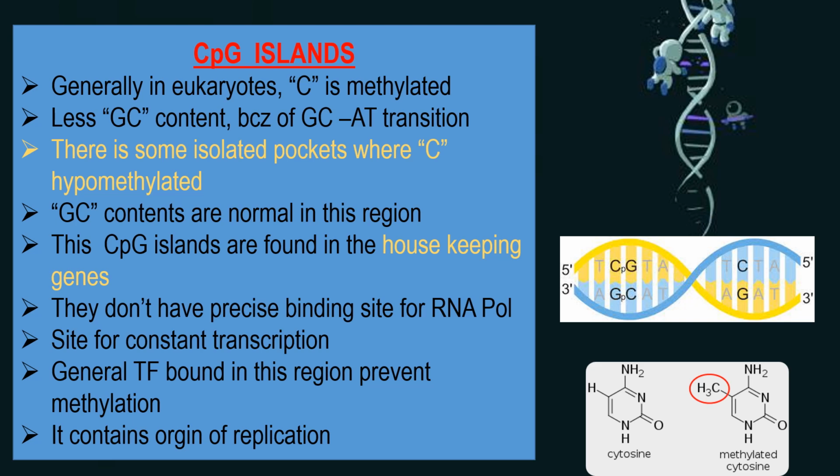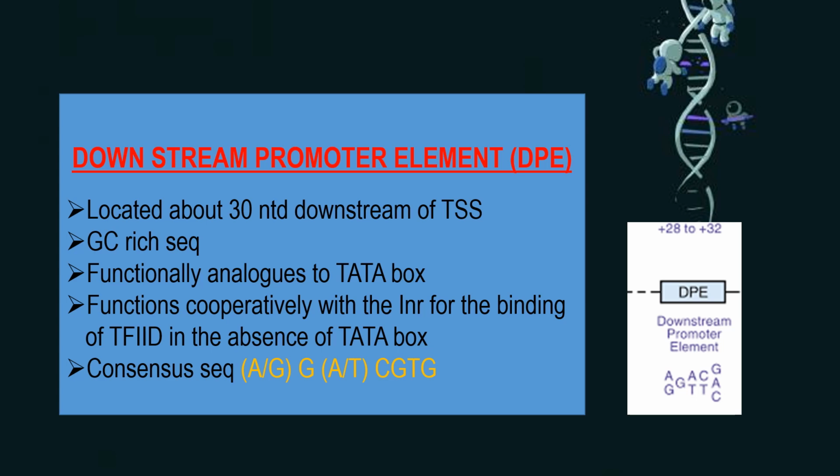These CpG islands don't have a precise binding site for RNA polymerase enzyme because it is a site for constant transcription. General transcription factors bound in this region prevent methylation. It contains origin of replication, so nucleotide turnover in these regions is high, which decreases the chance of methylation. Also, core promoter elements are found downstream of the transcription start site.